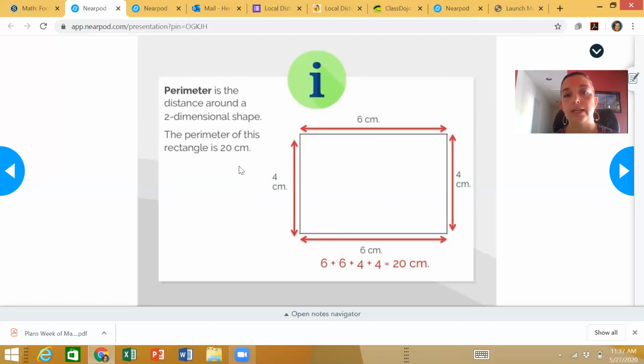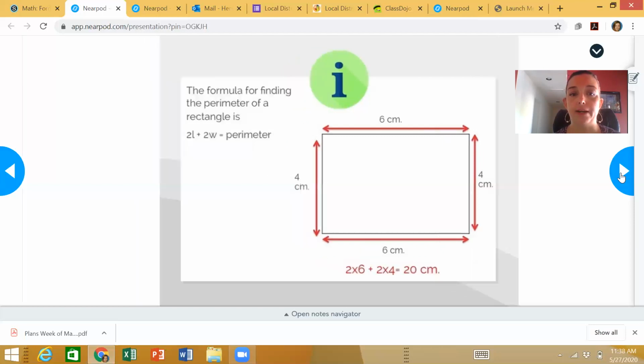This slide says perimeter is the distance around a 2-dimensional shape. The perimeter of this rectangle is 20. If you notice, it's got the sides here. Perimeter is the distance around the sides as noted by these red arrows. So the length is 6 and 6, so it's 6 plus 6, and the width is 4 and 4, so that's 4 plus 4, and when you add those all together, it equals 20 centimeters.